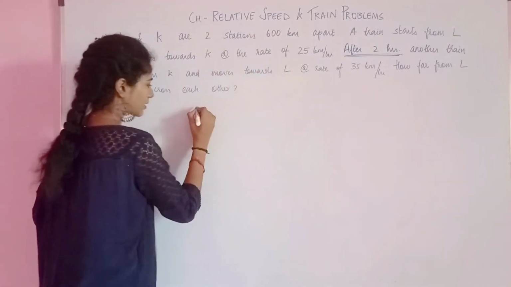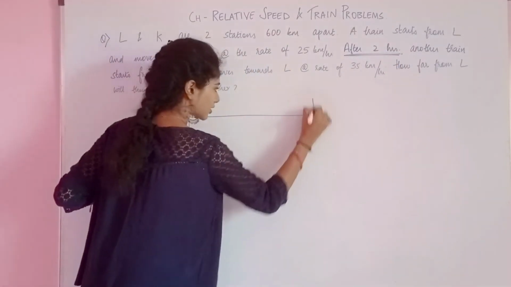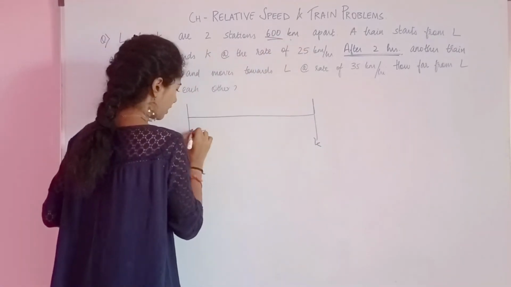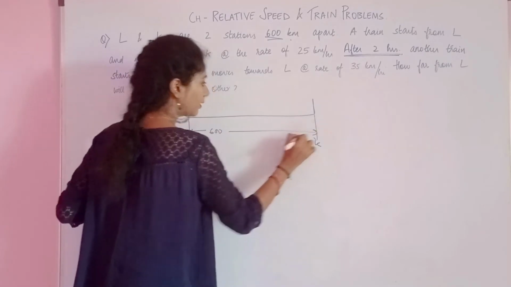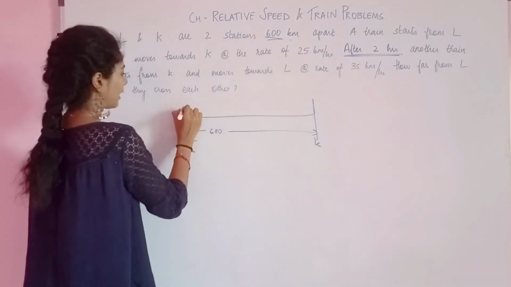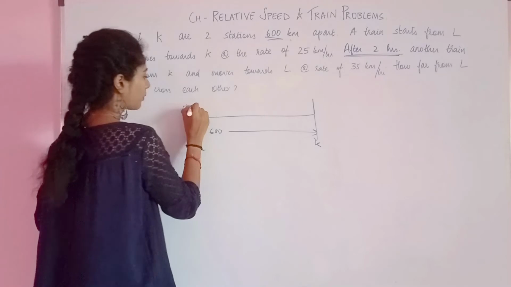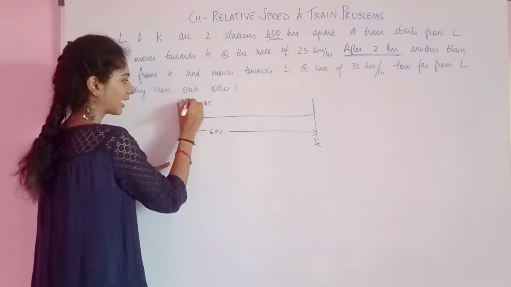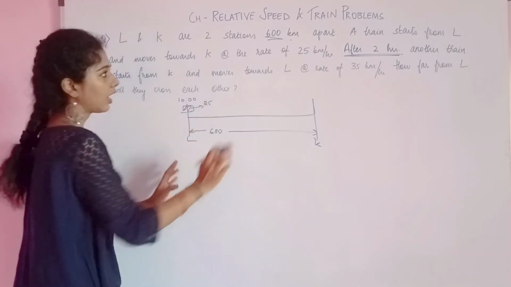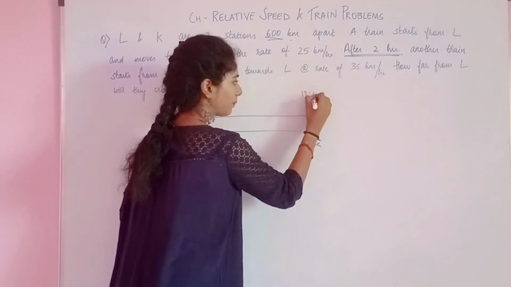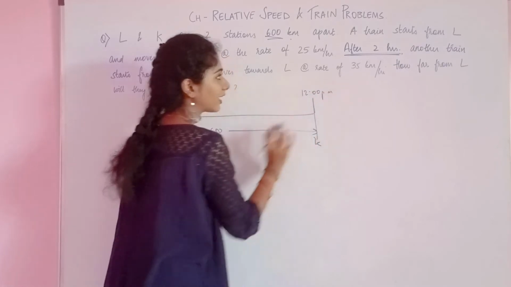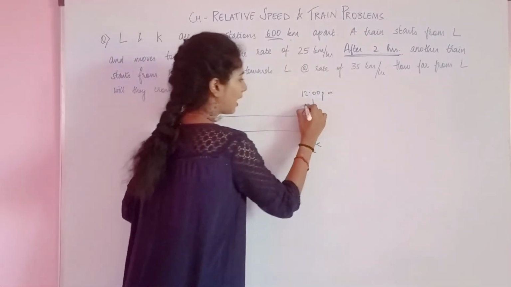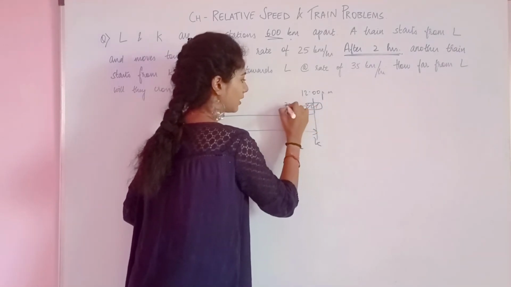So let's draw this picture. There are two stations, L and K, and they are 600 kilometers apart. A train starts from L at a speed of 25 kilometers per hour. Suppose that it's starting at 10 a.m. After 2 hours, that is at 12 p.m., another train starts from K and moves towards L at the rate of 35 km per hour.